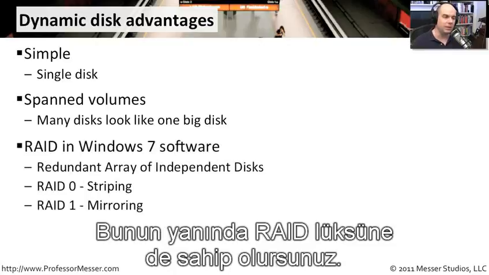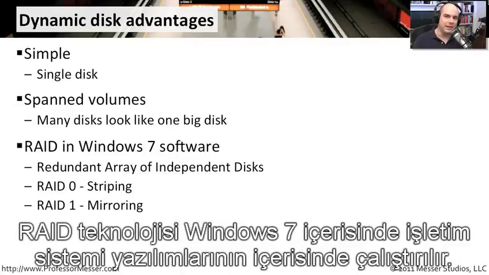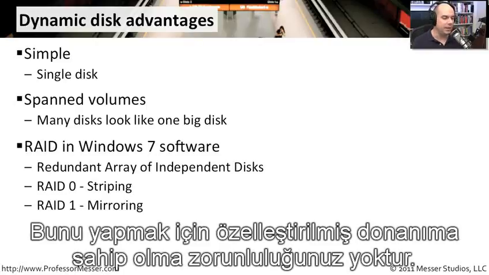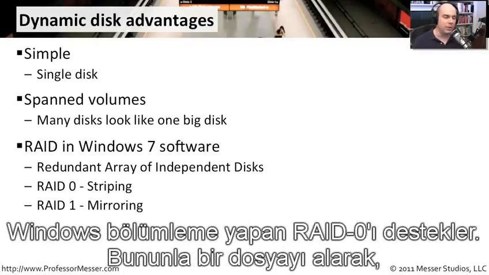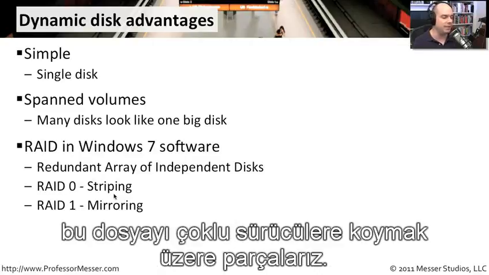You also have the luxury of RAID. RAID technology stands for Redundant Array of Independent Disks. And RAID technology in Windows 7 runs in the software of the operating system. You don't have to have specialized hardware to be able to do this. In Windows, we can support RAID 0, which is striping, where we can take a single file and split it across multiple drives in an effort to improve the performance of the reading and writing of that file.